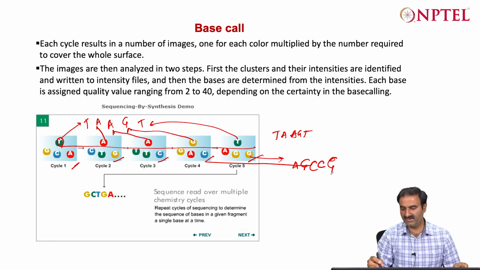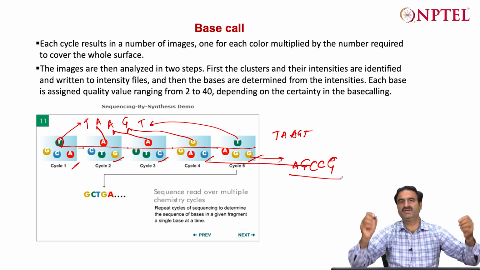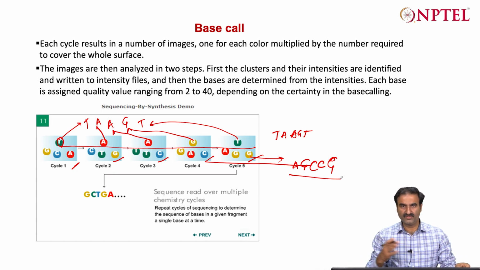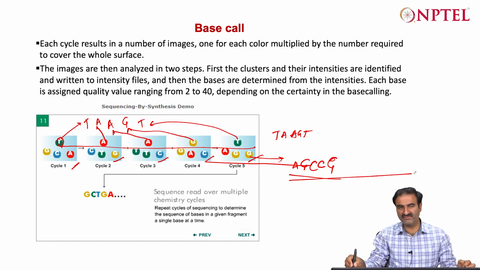This way I can construct the sequence from each and every cluster. Whatever the number of cycles, say 150 cycles, meaning 150 base pairs, I will know what those 150 base pairs of this DNA fragment are.